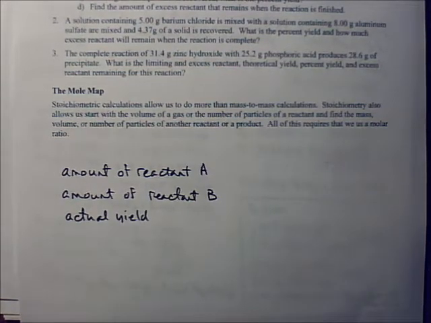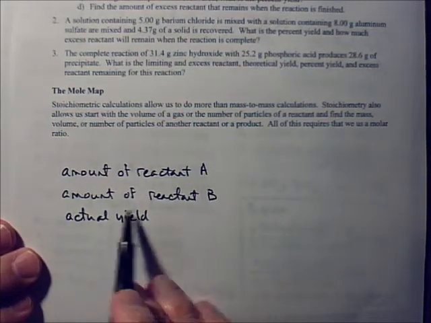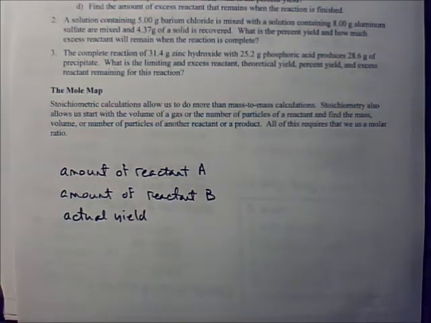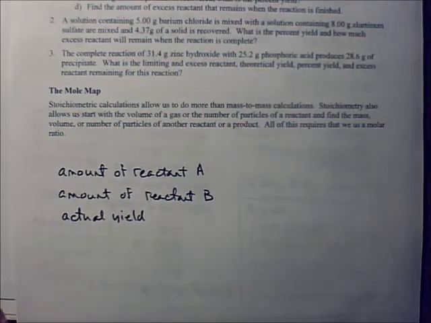And in your lab, you measured out the amount of lead 2 nitrate you started with, and potassium iodide. So lead 2 nitrate and potassium iodide, there's your 2 reactants, and today you just weighed your product. You just found the actual yield.